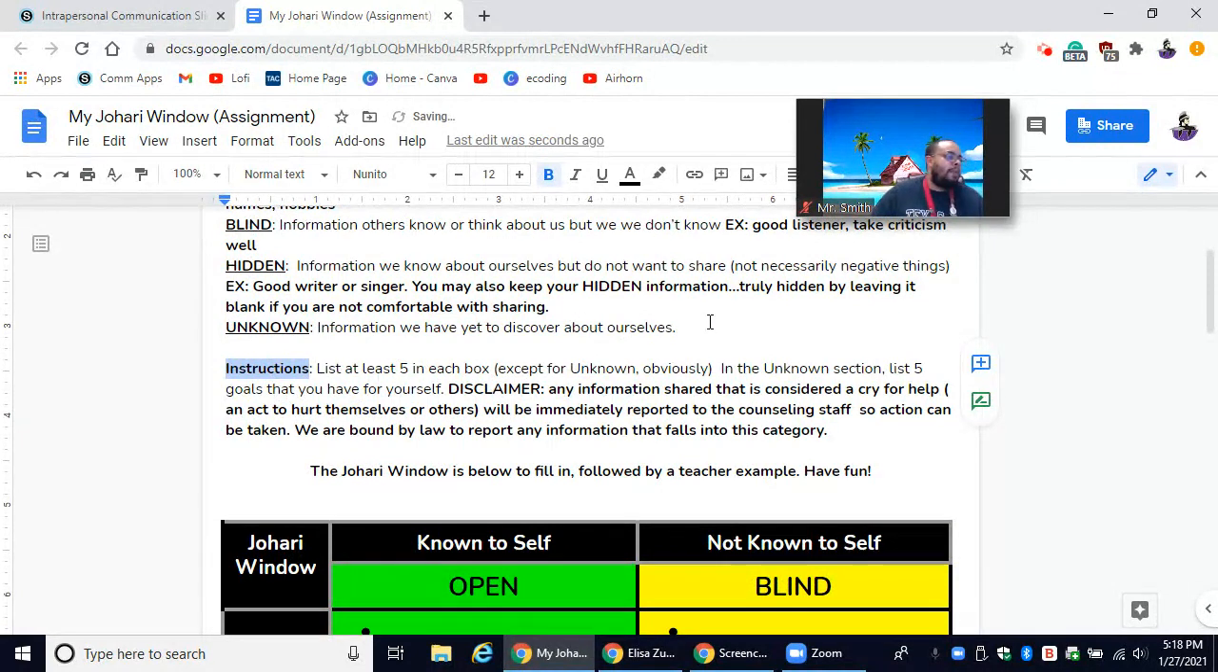Let's look at the instructions. List at least five in each box, except for unknown, obviously. In the unknown section, you're going to list five, how many? Five different goals that you have for yourself. And then I have a disclaimer. Any information shared that is considered a cry for help, an act to hurt yourself or others will be immediately reported to the counseling staff, so action can be taken. We are bound by law to report any information that falls into this category.